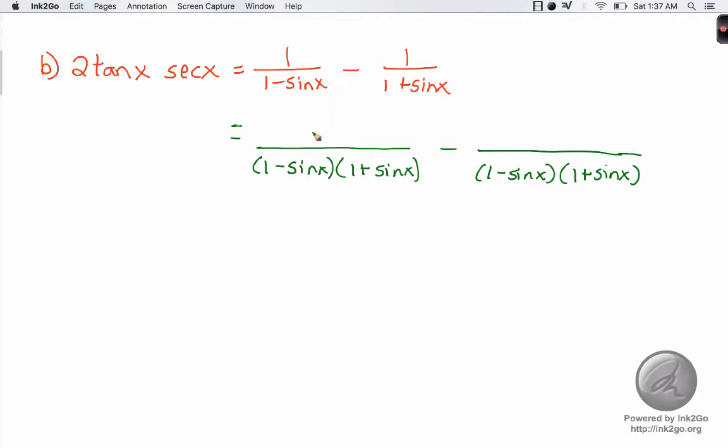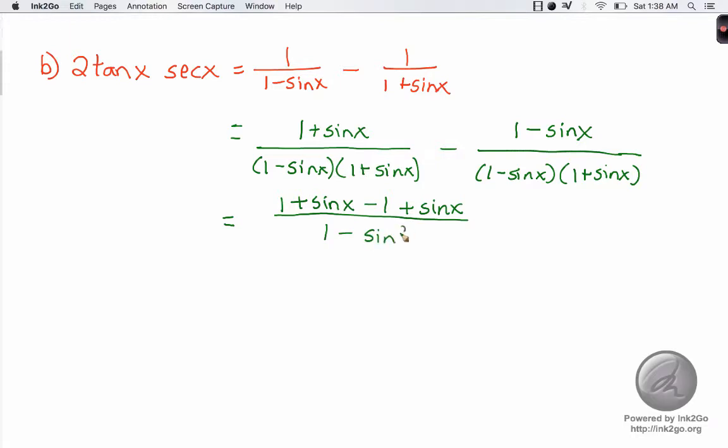plus sine of x. And for my second fraction, I need to multiply the top and bottom by 1 minus sine of x. If I subtract these two fractions, I get 1 plus sine of x minus 1 plus sine of x over our common denominator. I'm going to use FOIL and go ahead and multiply the denominator together, and I'll end up with 1 minus sine squared of x.